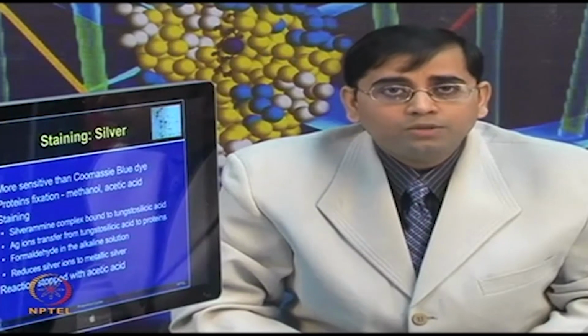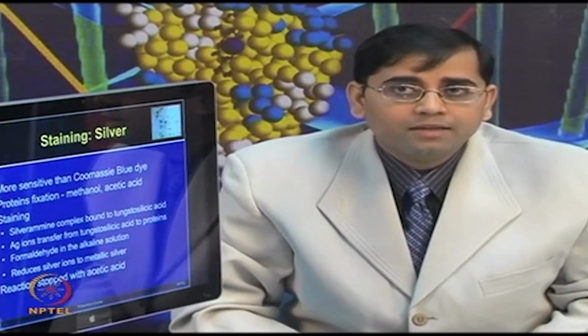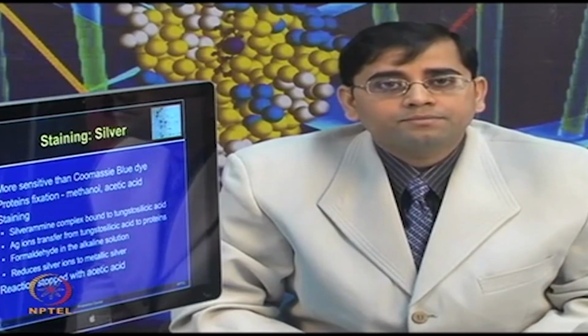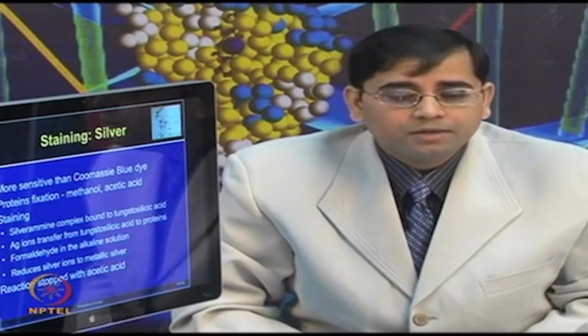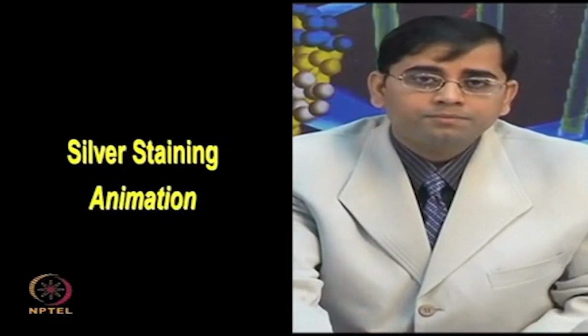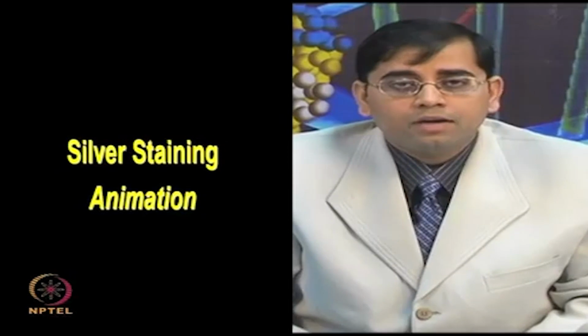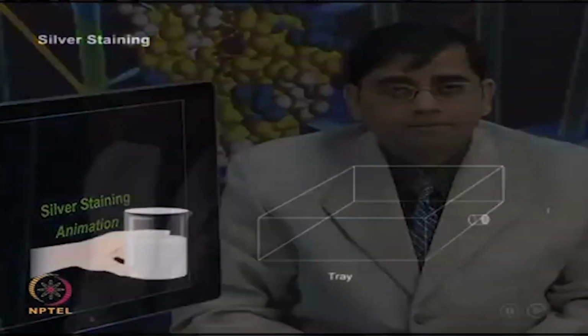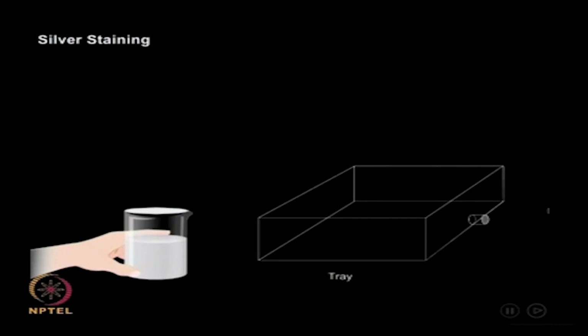But if you allow this reaction to occur continuously, you will see a very dark background on the silver stained gel. So, you need to stop the reaction by adding acetic acid. I will now show you this animation of how to perform the silver staining procedure. In this animation of silver staining, I will describe the procedure of how to stain the gel by using silver stain.